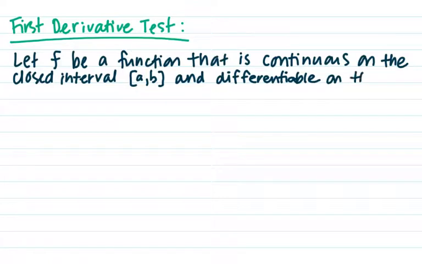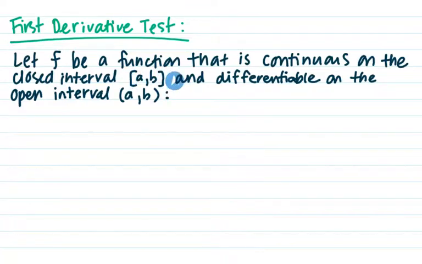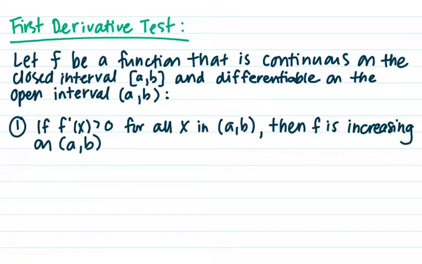On the open interval. We don't really think of endpoints as being differentiable, so they're not guaranteed to work. So we're only looking at differentiability on the open interval AB. So if we are able to show that the function is continuous on the closed interval and differentiable in the open interval, then we can make the following assumptions. So if we're able to show that the derivative is greater than 0 or positive for all the x values in a given interval, then we can also state that the function is increasing on that interval.